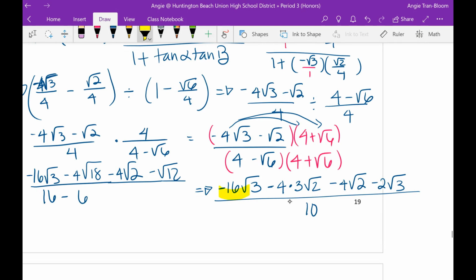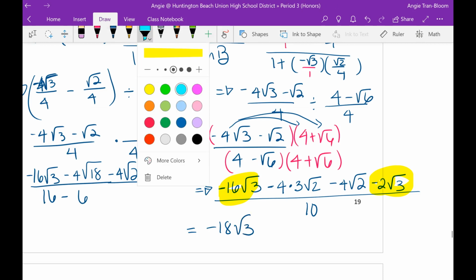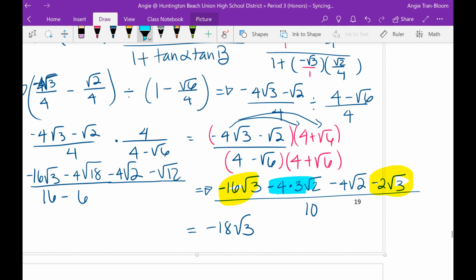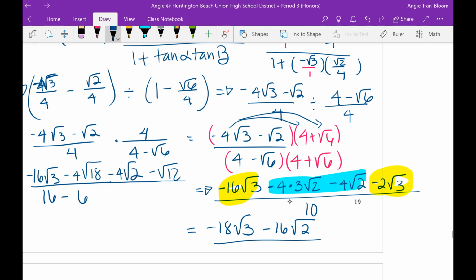Can I combine those two guys right there? What would you get? Negative 18 rad 3. Can I combine these two dudes right here? What would those two guys get? Negative 16 rad 2 all over 10. Can I box it up? Call it a day. Take a nap. No. What would you do now?